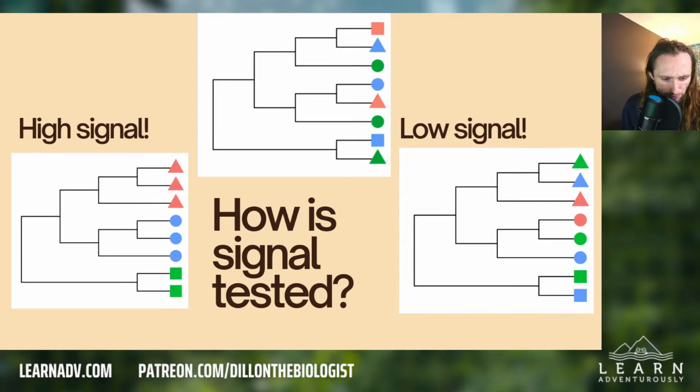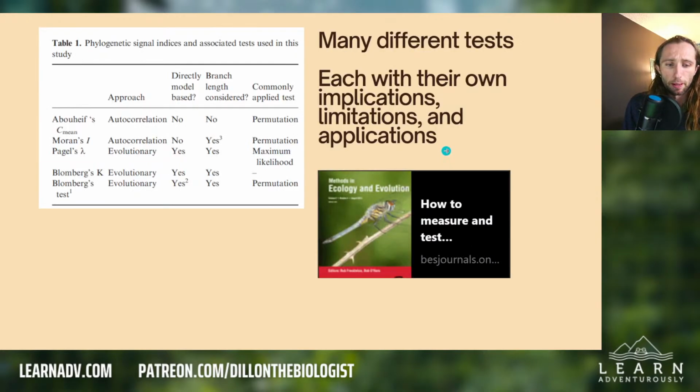This is what the very early methods of signal used. They really just look for high signal and low signal, and they can quantify it. There are a lot of different methods. Some of them, like Moran's I, which comes from spatial autocorrelation, are also used.